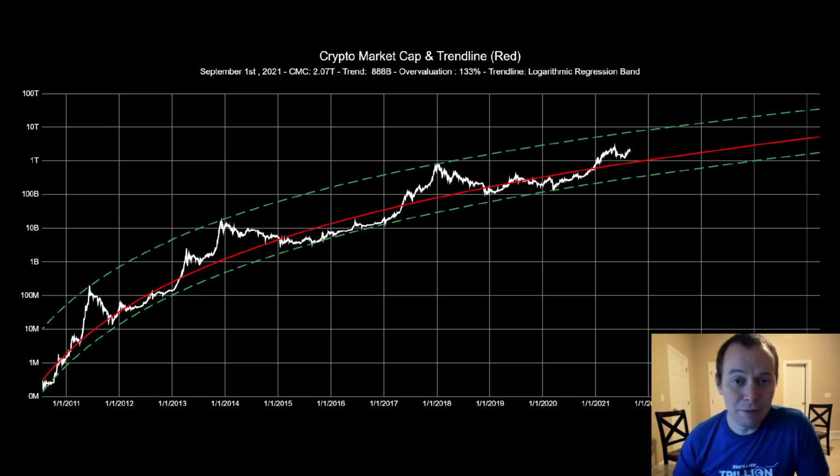And as of September 1st, the total cryptocurrency market capitalization is coming in at a very modest 2.07 trillion, with the fair value logarithmic regression trend line coming in at a very humble 888 billion. This represents today an overvaluation of approximately 133%. Now, we can stay overvalued for years if history is any indication. We can also stay undervalued for years. And we're going to dig into just how overvalued or undervalued we could theoretically go.